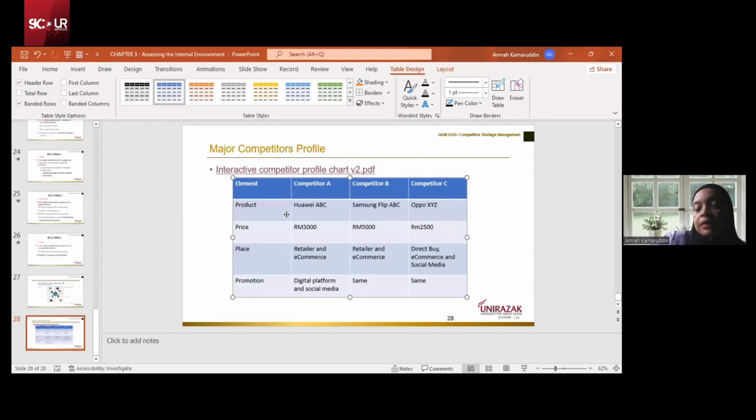So try to find the detail lah. Don't, this is just a very general one. Try to find the detail of how to fit in the competitor's profile inside. So don't put competitor A. For example, maybe you put here Huawei. You put here Samsung. Okay, you put here Oppo. Okay, this is how you do it.